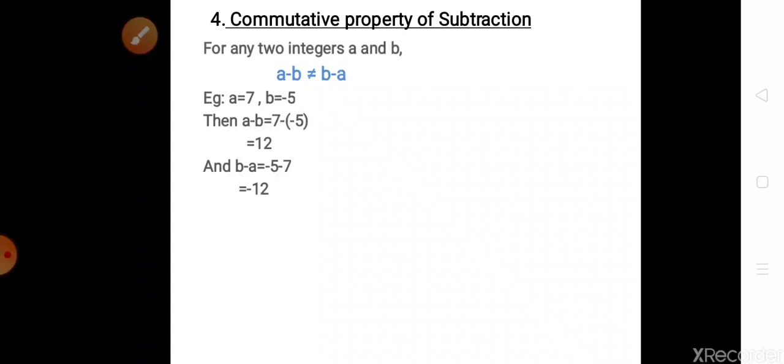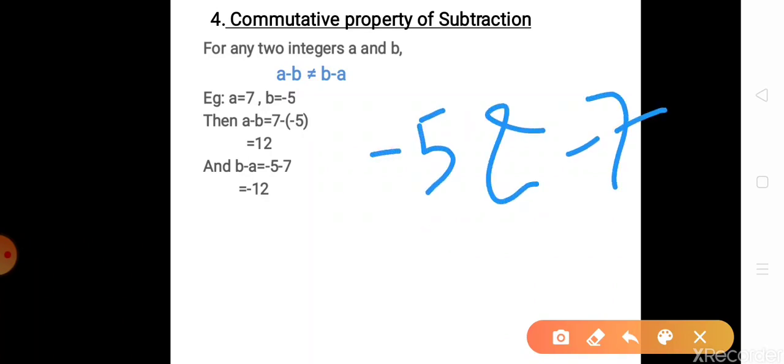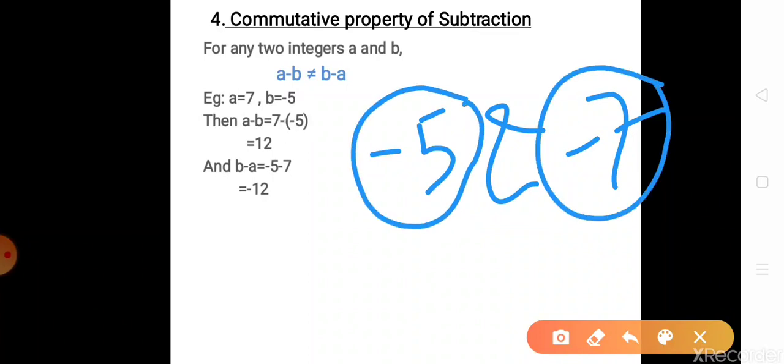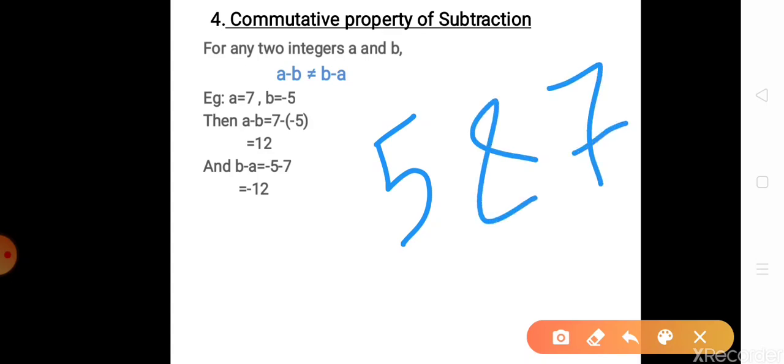Since I have already explained in your previous class, if you consider minus 5 and minus 7 as negative integers, obviously minus 5 is greater than minus 7. But if you consider only 5 and 7, forget about their sign, then 7 is the greatest. Therefore we have to follow the sign of 7. I hope I'm making myself clear.